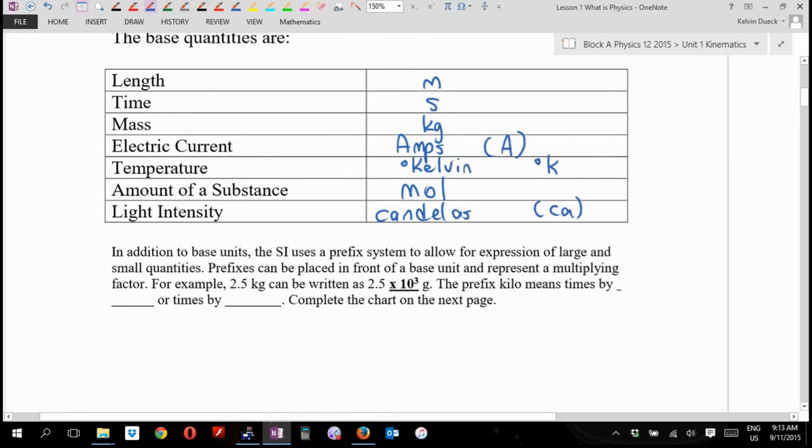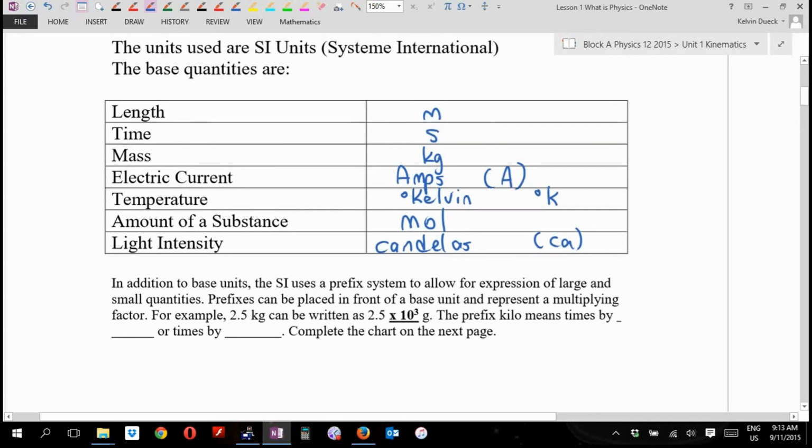Sorry, we're not going to be using the bottom 3. We don't look at temperature in BC physics. You look at it in Science 8, vaguely because it's cool. Moles you guys do in Chem. Light intensity we don't look at. I know it because I'm a nerd.